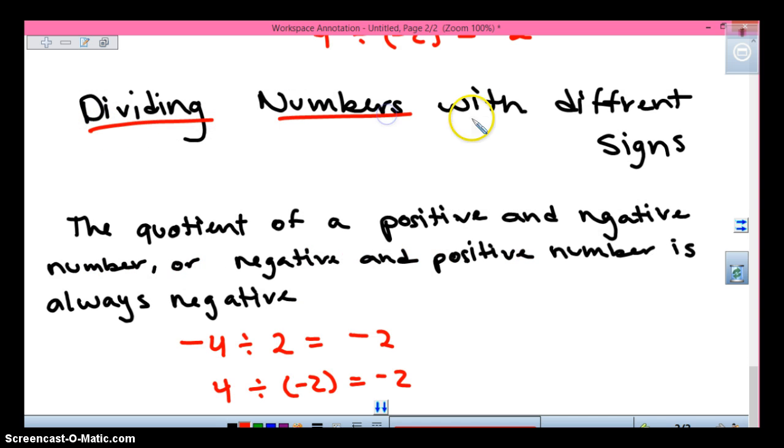When we're dividing numbers with different signs, the quotient of a positive and a negative number, or the quotient of a negative and a positive number, is always negative. For example, negative 4 divided by 2 is equal to negative 2, and 4 divided by negative 2 is equal to negative 2.